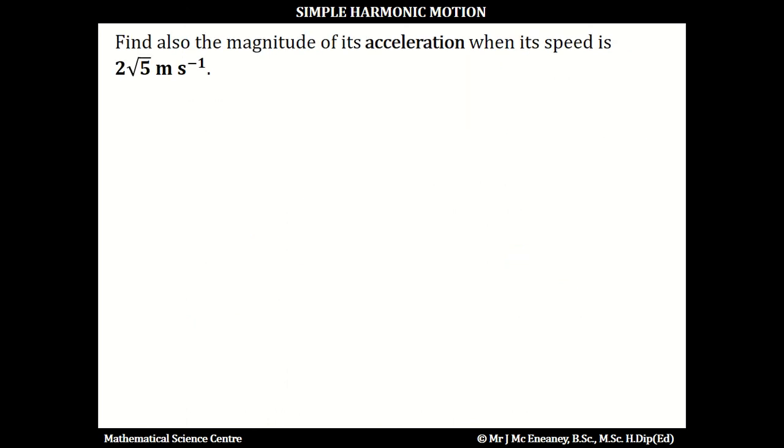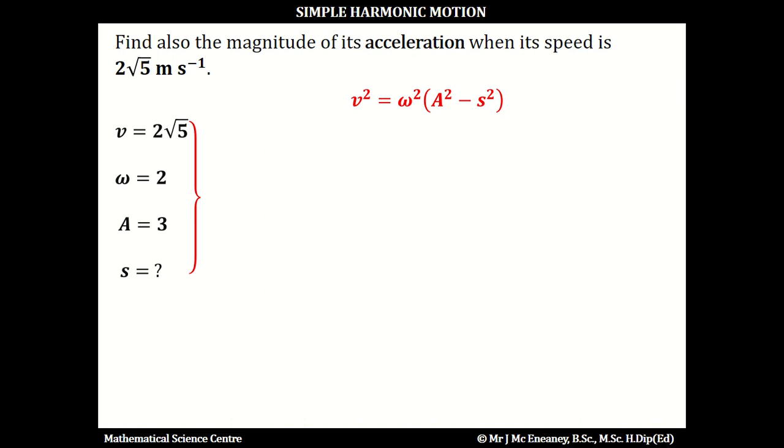Now we also want to find the magnitude of the acceleration when its speed is 2 root 5. Now a equals omega squared times s. So if we want to find out what a is, we need to know what omega is and we need to know what s is. We do know what omega is, but we don't know what s is yet. Now v equals 2 root 5, omega is 2, the amplitude a is 3, and we want to find the displacement s.